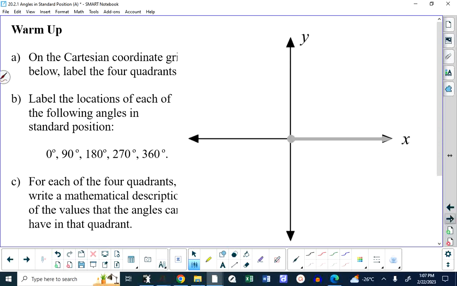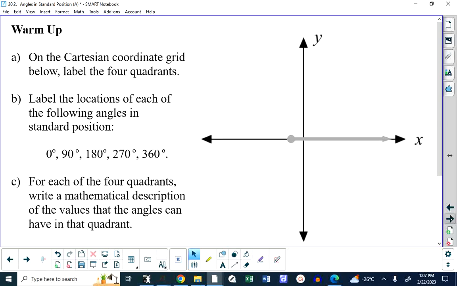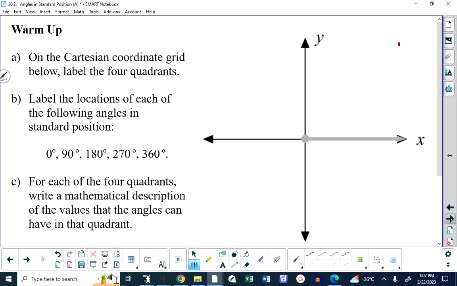All right, as a warm-up, on the Cartesian coordinate grid, first of all, label the 4 quadrants. How many of you remember which quadrants are numbered which? 1, 2, 3, 4. Gustav, what are they? How can I do this? Like the top right is 1. Okay, so I'm going to start at the top right. I'm going to put a 1 here. And then it goes counterclockwise. 2, 3, and 4.